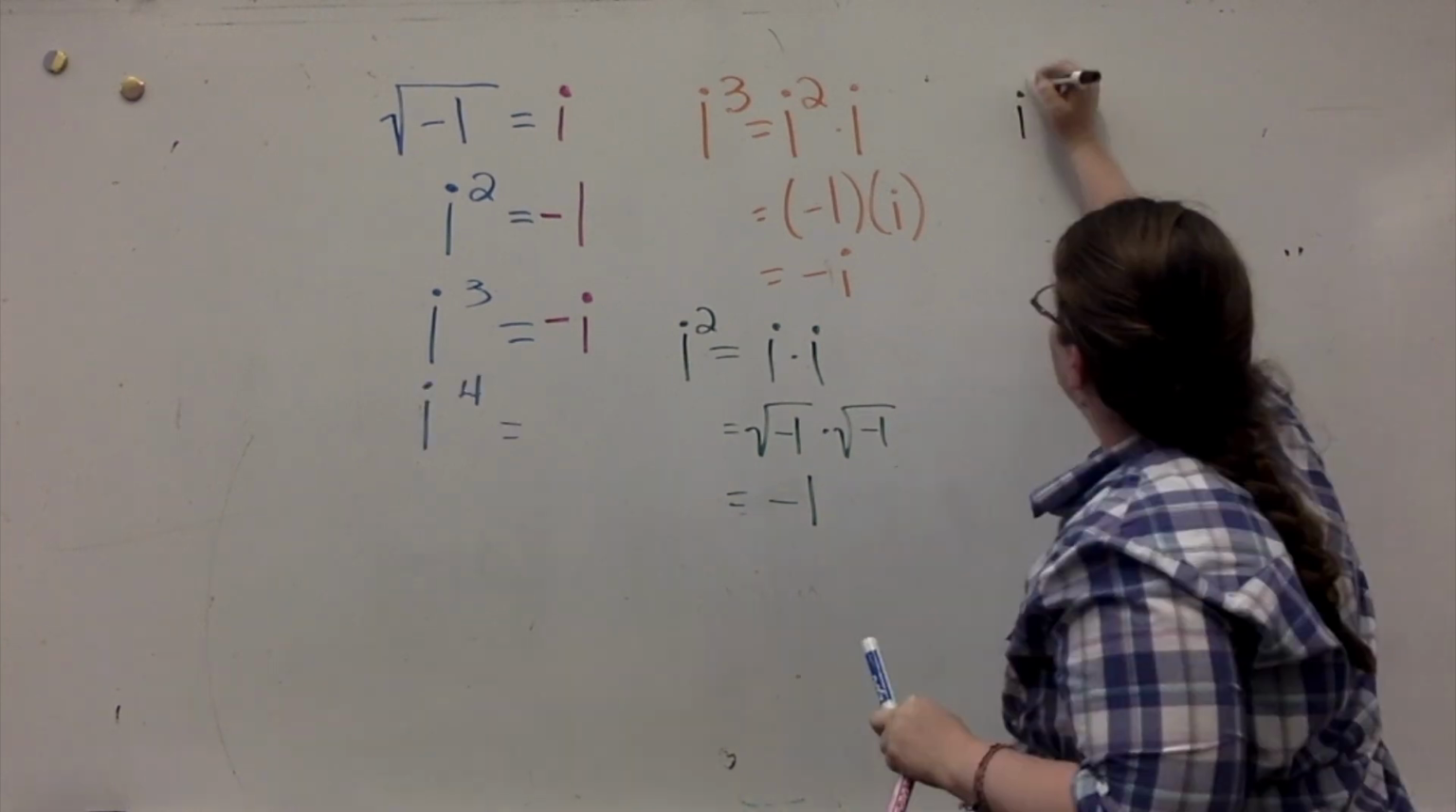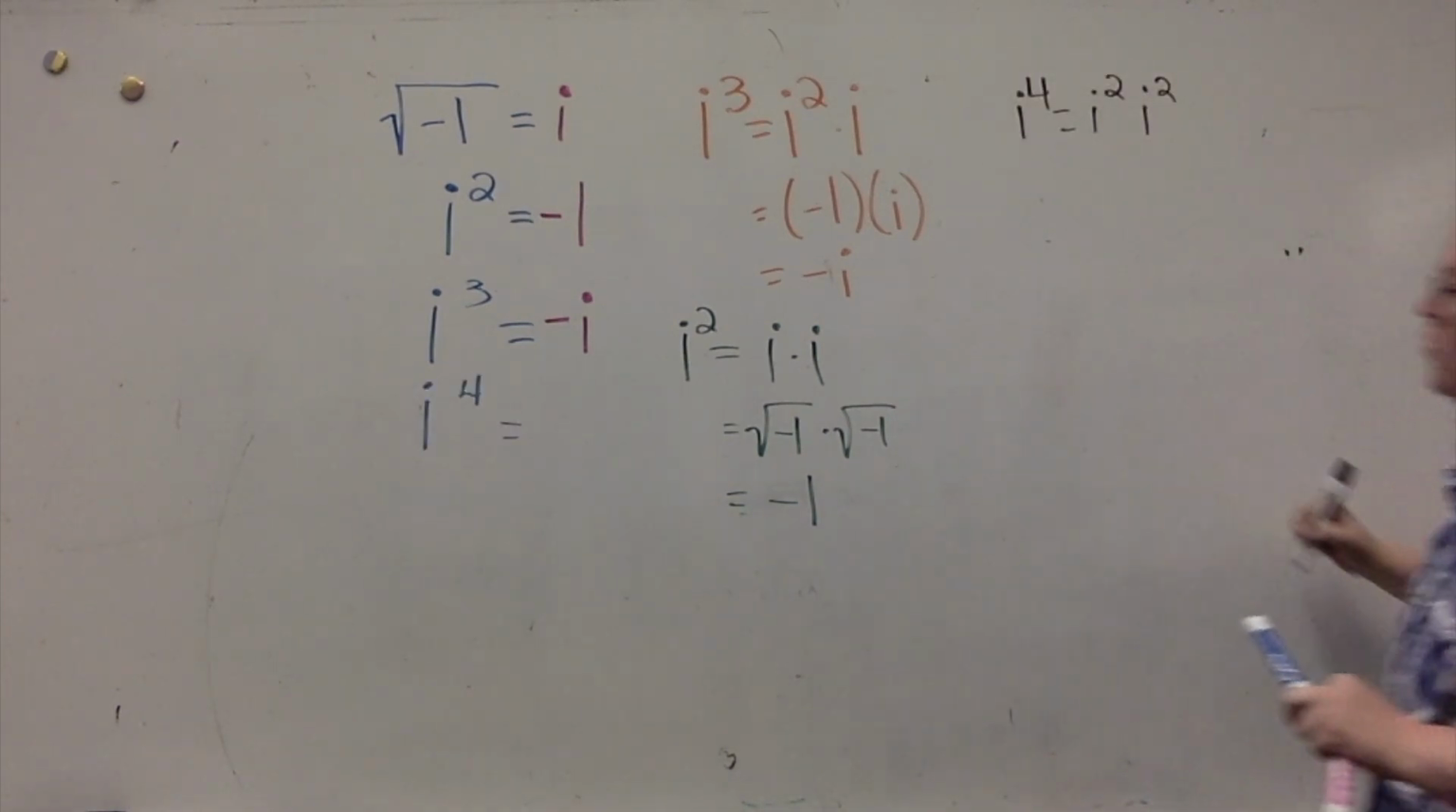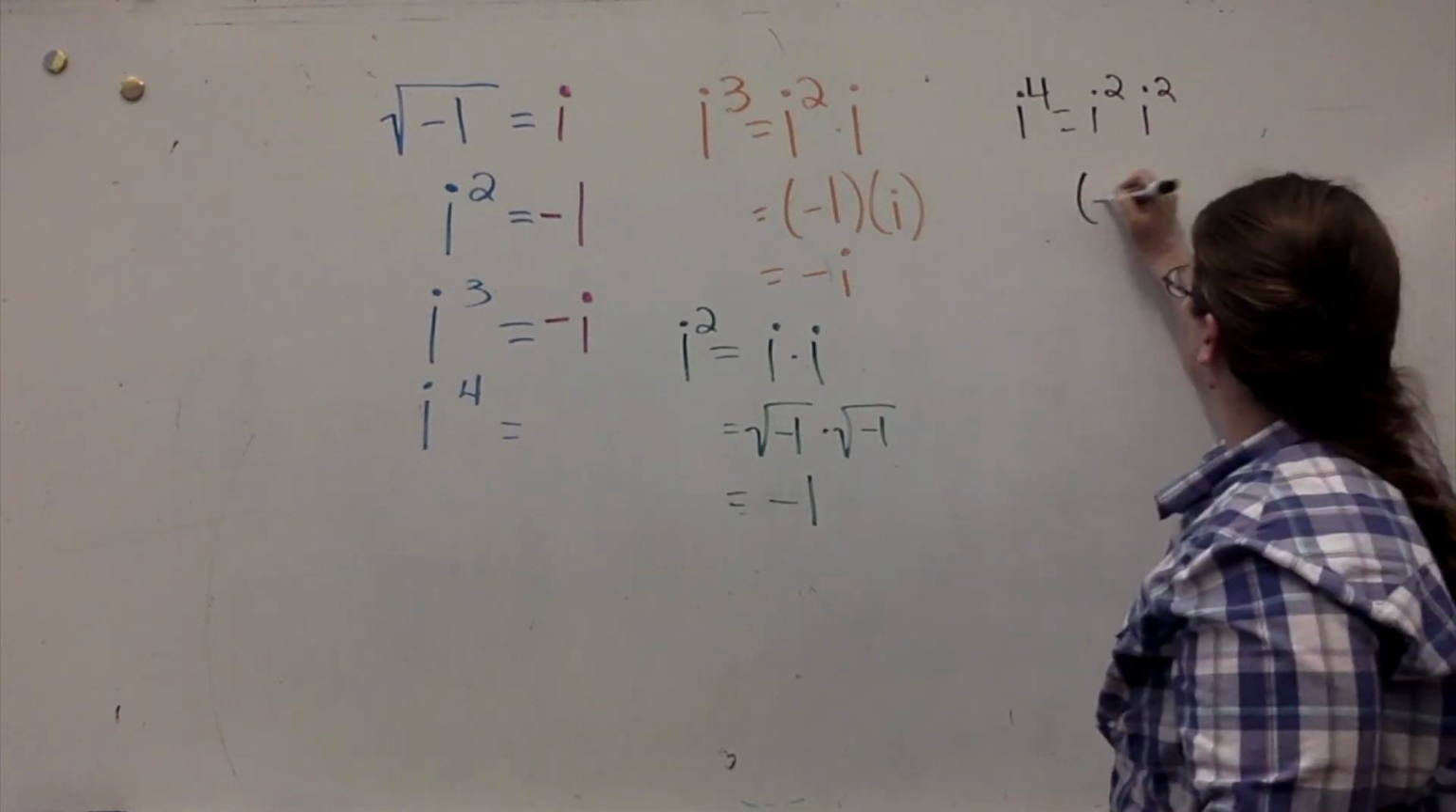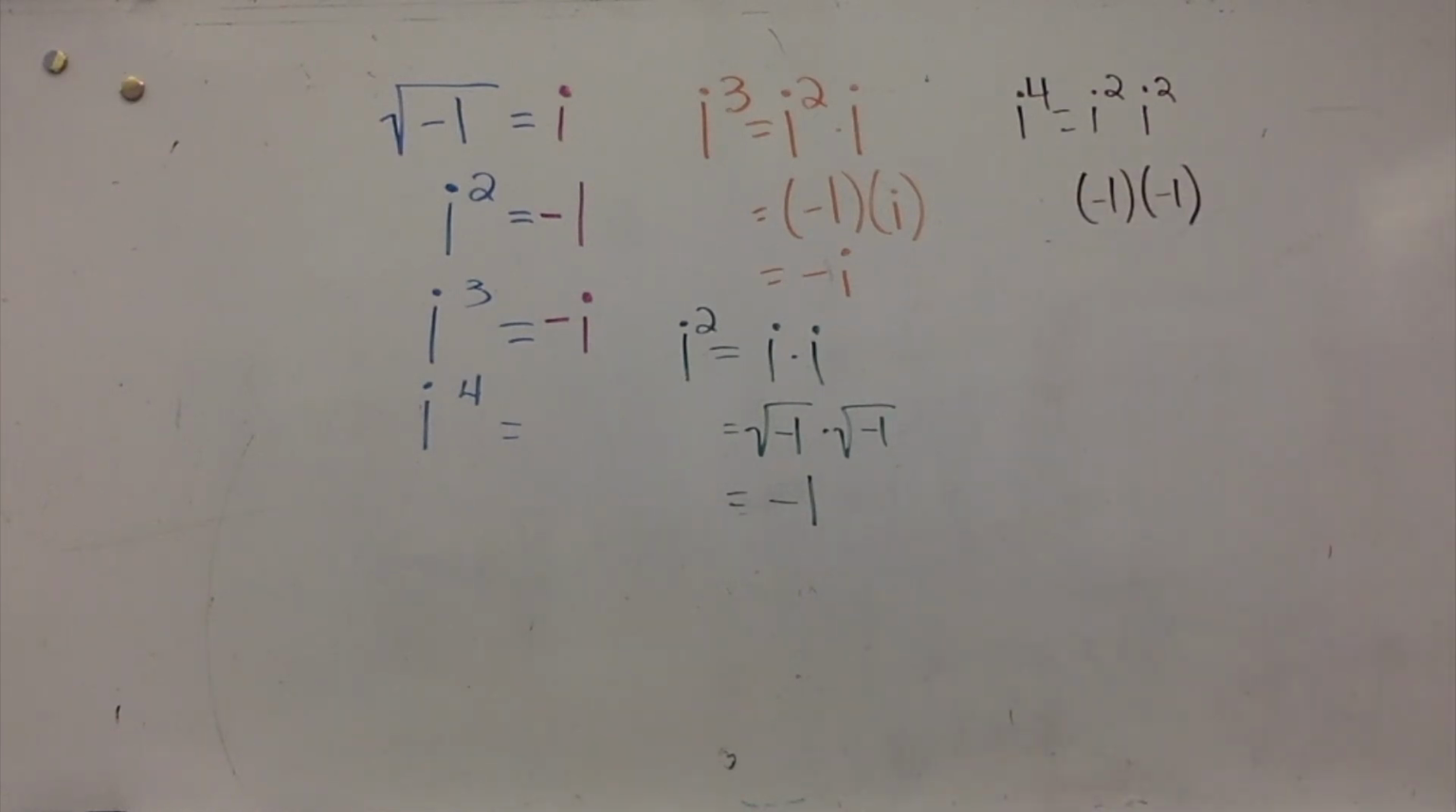There's more than one way you could do i to the fourth. I like to do i squared times i squared. And then we substitute because i squared equals -1, and -1 times -1 is a positive 1. So i to the fourth equals 1.